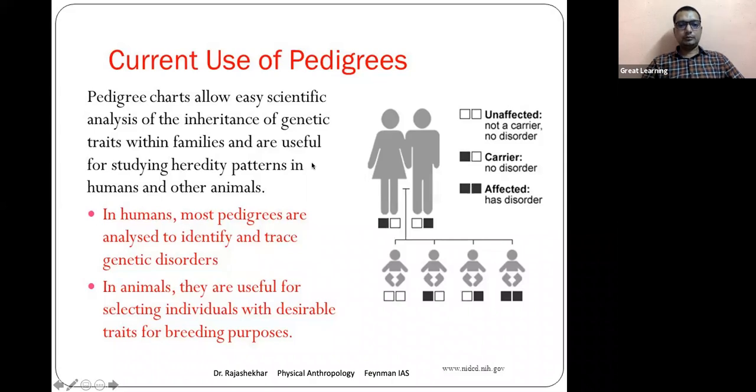So it is very, very useful to identify and trace genetic disorders in the families. They're easy to build. No invasive procedures are needed, right? You just have to collect the data. It allows easy scientific analysis of inheritance of genetic characteristics.